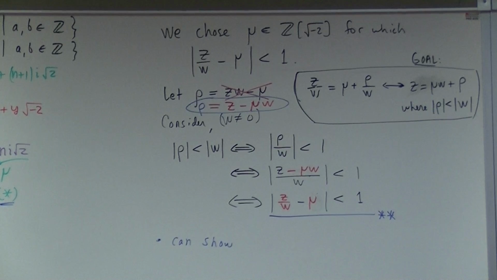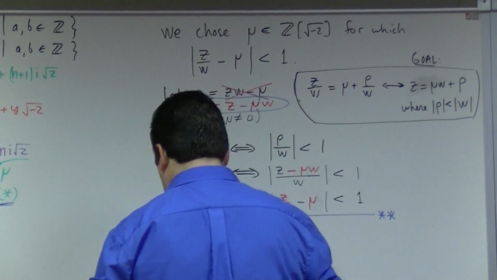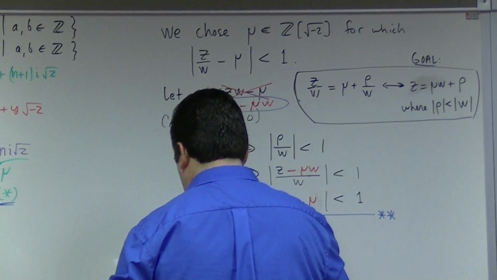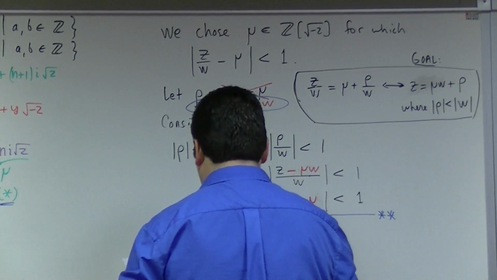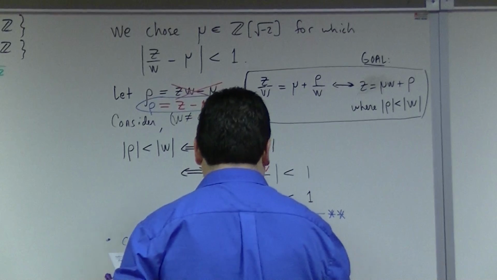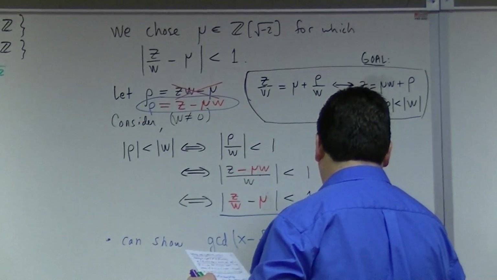So this is page 4 of my notes, but I'm going to almost skip it because I think we don't have time to talk about other stuff without hurrying. You can show that the greatest common divisor of x minus the square root of minus 2 and x plus the square root of minus 2 is equal to 1.